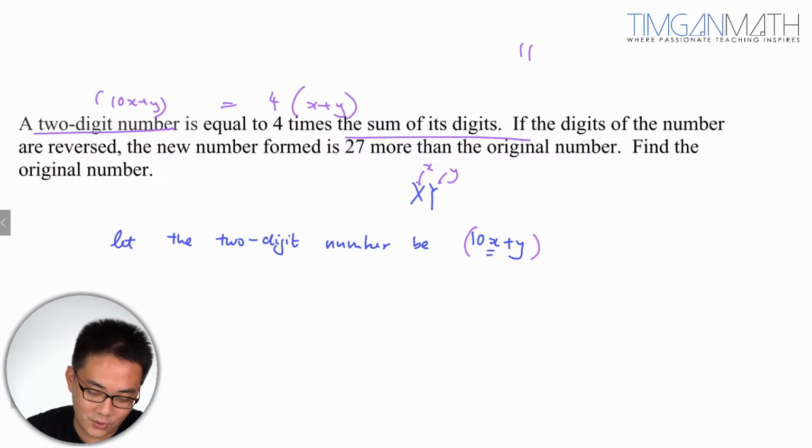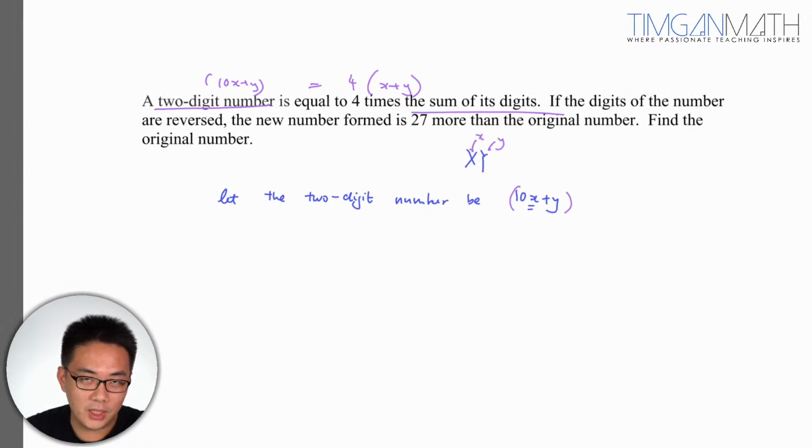Oh no, it's not. Okay, four times the two-digit number is equal to four times the sum of its digits. Actually, it doesn't matter. I can't think of an example offhand. Let's just solve this question here.